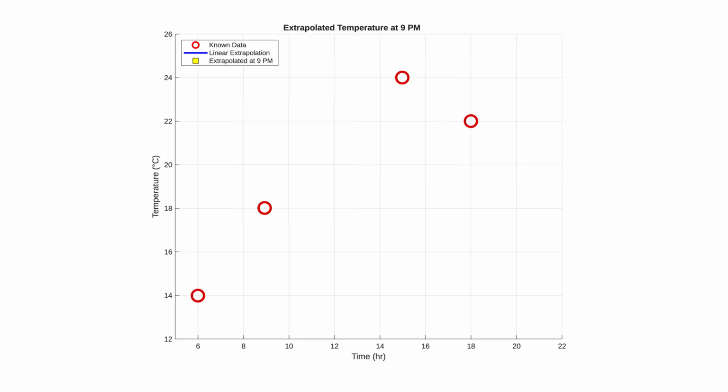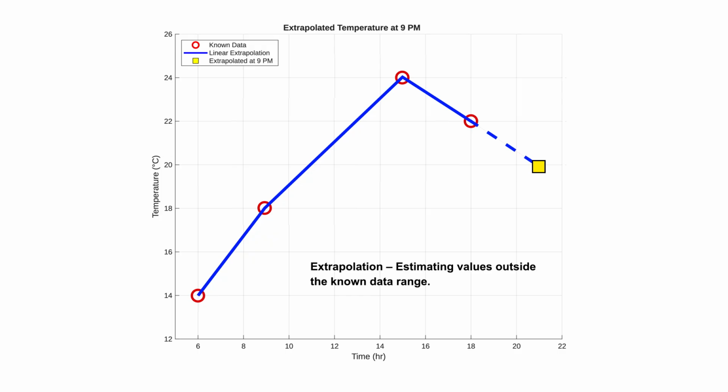In interpolation, we estimate values between known points, but in extrapolation, we push beyond them. It's a bolder step, because we're moving into the unknown without direct evidence. On Alex's plot, the data currently stops at 6 p.m. To go further, he'll have to extend the curve past that point.